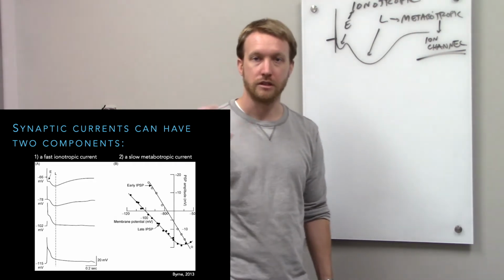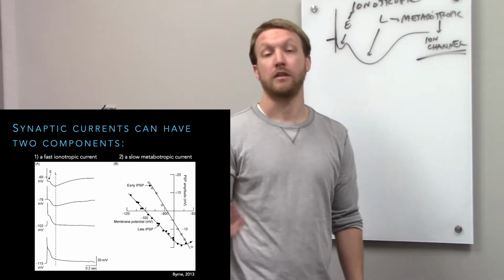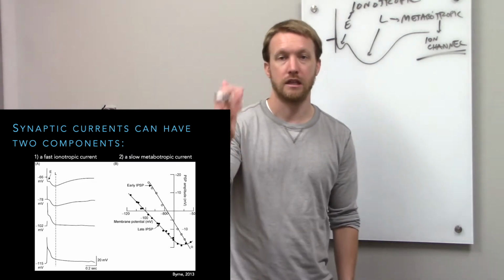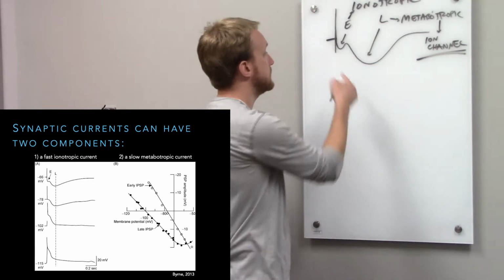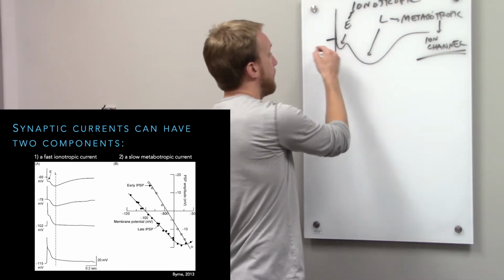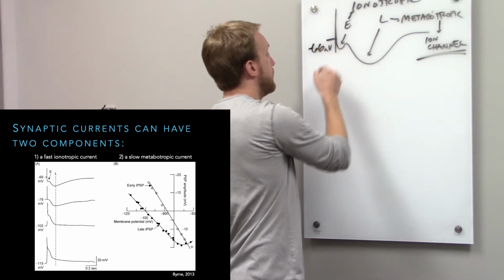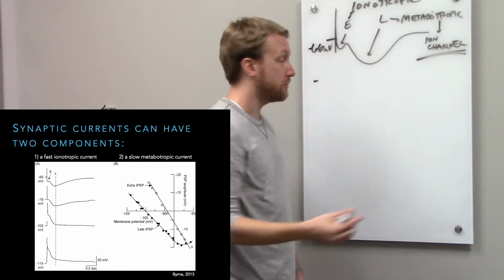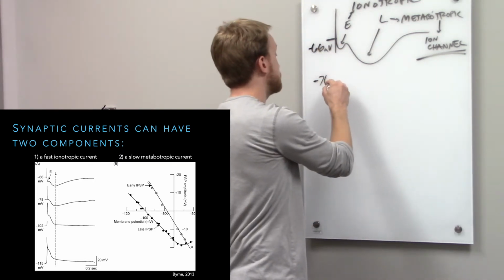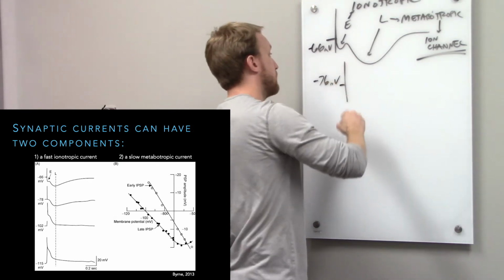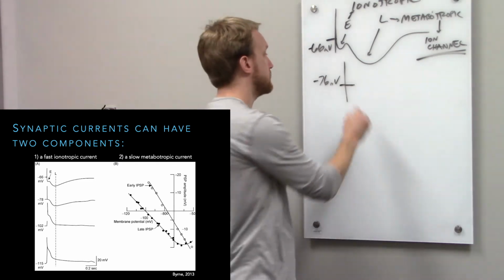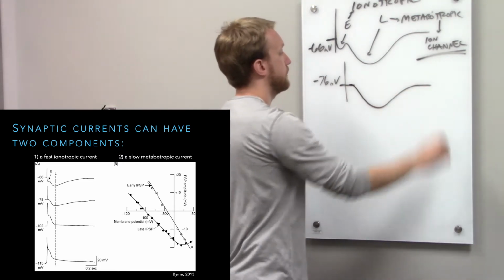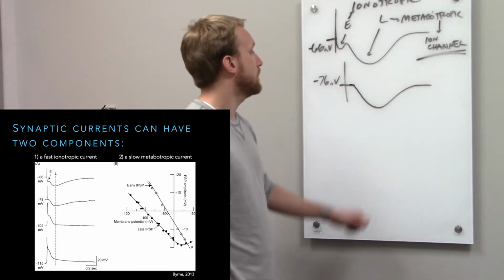Now notice how this current changes, or how the potential changes, as the cell becomes more hyperpolarized. So when it's a little depolarized at minus 66, we get an inward current here. If we drop it down around minus 76 millivolts or so, we get our stim artifact, and then basically nothing at that early phase, and all we get is the late current. It's a little smaller, of course.